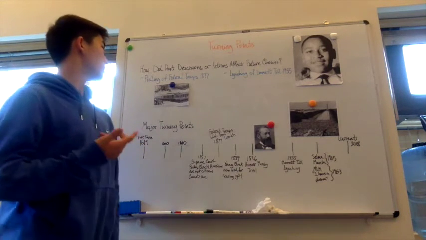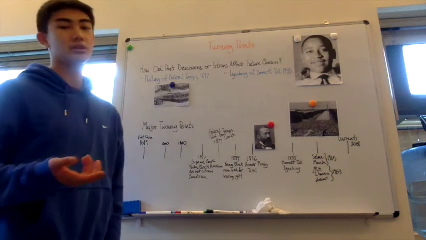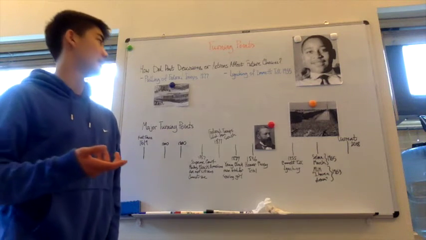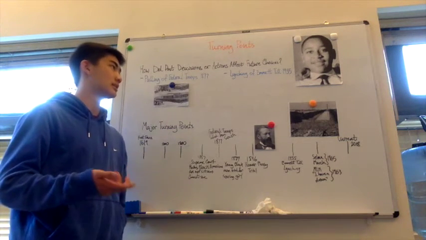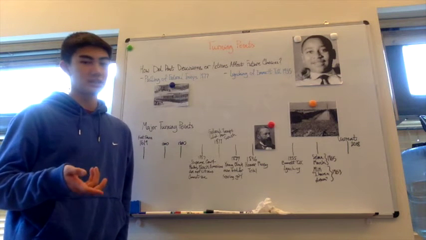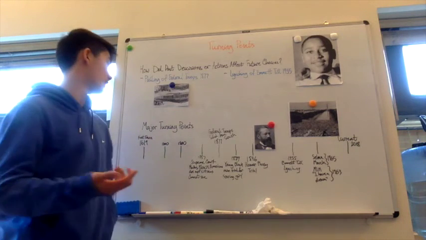The first is the pulling of the federal troops from the South in 1877, which reintroduced and emphasized segregation in the South. And the second is the lynching of Emmett Till in 1955, which was a major case of injustice of a young boy from Chicago against a white woman.